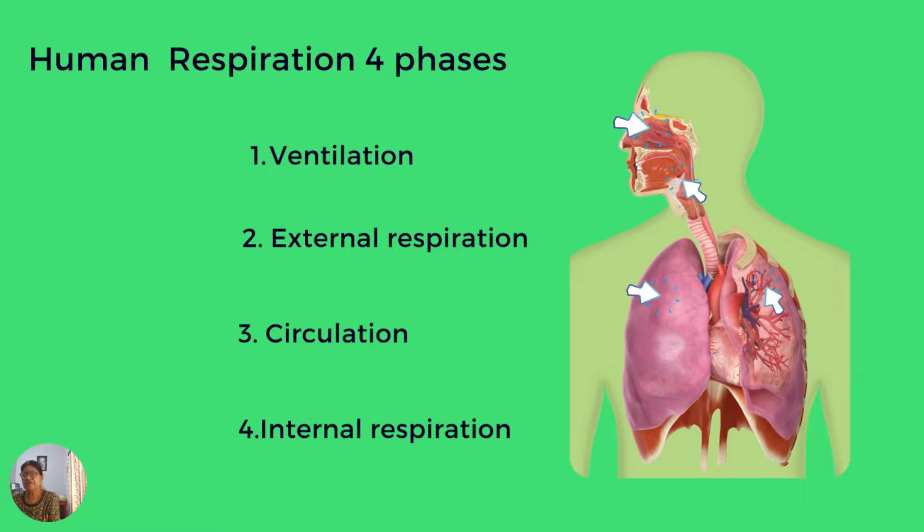4 phases of human respiration. First is ventilation, which is the movement of air into and out of the lungs. This involves 2 substages: inspiration, breathing in; expiration, breathing out. The second phase is external respiration, the exchange of oxygen and carbon dioxide between air and the blood in the lungs. The third phase is circulation.